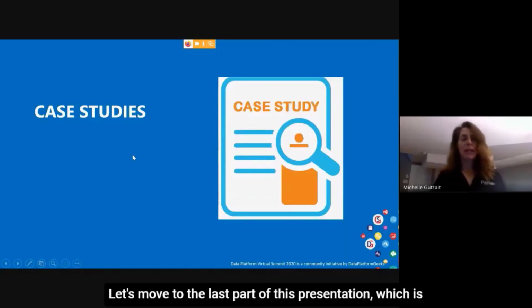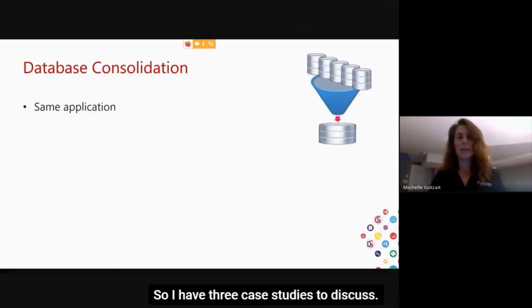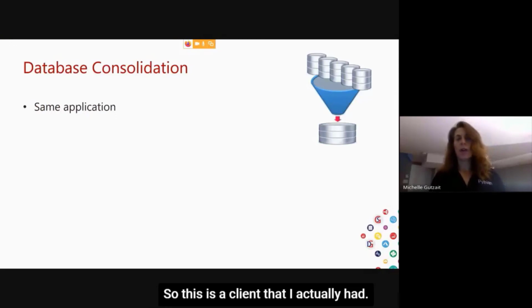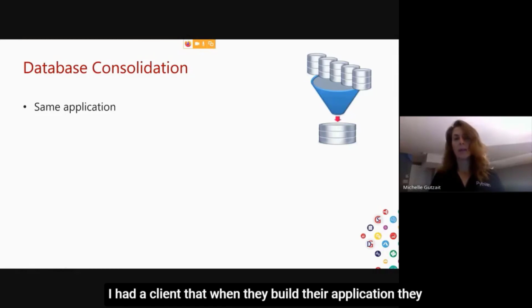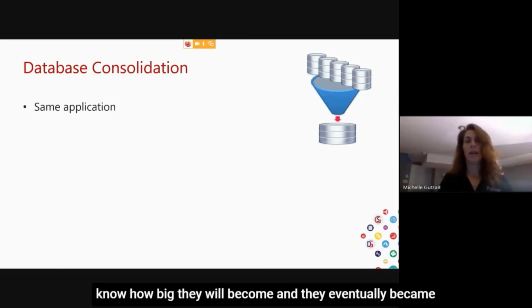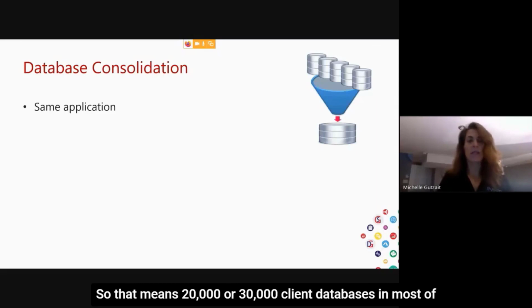Let's move to the last part of this presentation, which is the case studies. I have 3 case studies to discuss. The first one is database consolidation. This is a client that I actually had. When they built their application, they decided to go with a database per client. They did not know how big they would become, and they eventually became so big that they had 20,000 or 30,000 client databases.